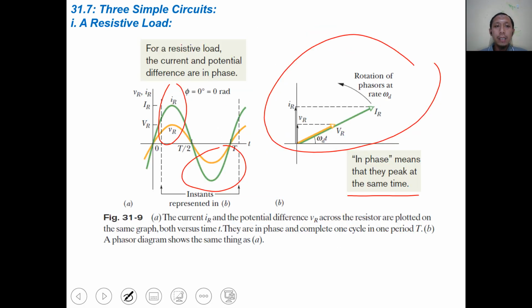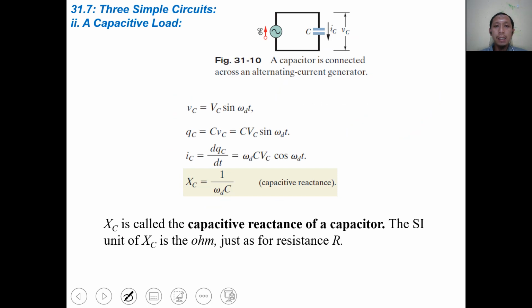Okay, and then the second case: if we connect the alternating current source to a capacitor, we get the voltage of the capacitor V_C sin omega_d t. Then we can calculate the charge Q_C equal to C V_C, which is C V_C sin omega_d t. Then I_C is equal to dQ_C per dt, so we get omega_d C V_C cos omega_d t.